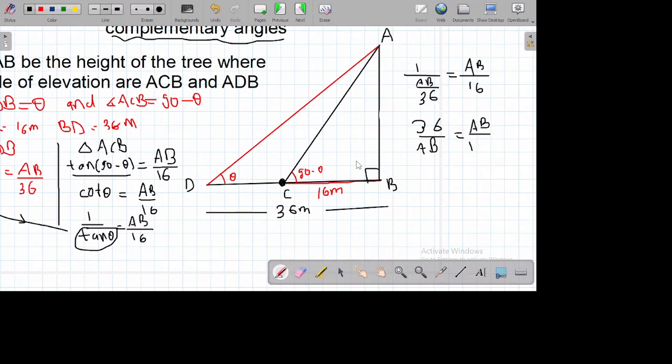Now cross multiply. AB and AB becomes AB square. 36 is multiplied to 16. So square becomes square root of 36 into 16. So square root of 36 into 16 becomes 24. So the height of the tree is 24.